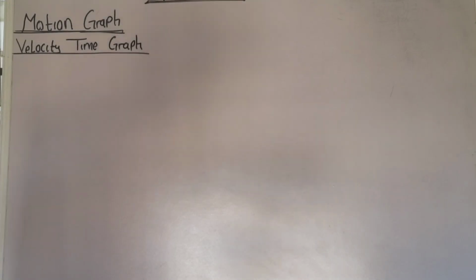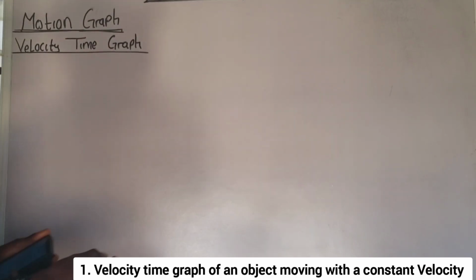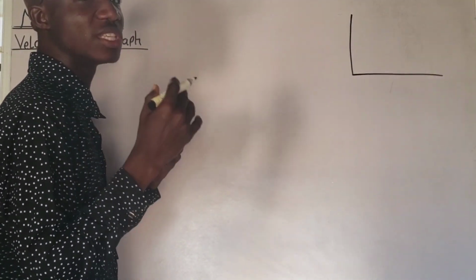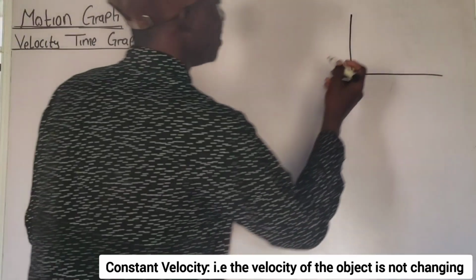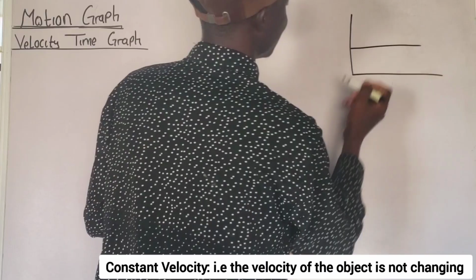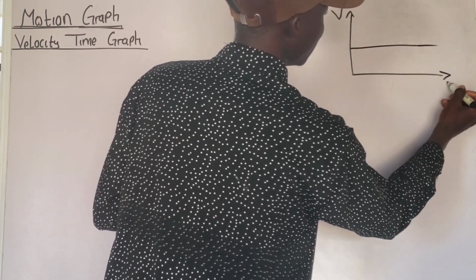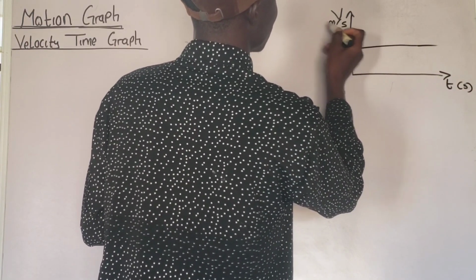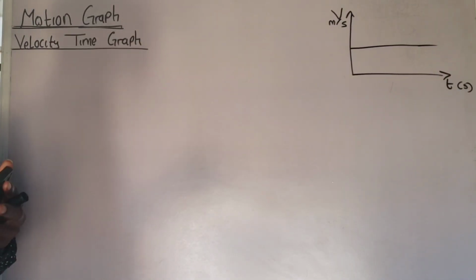We can have the velocity time graph of an object moving with a constant velocity. This is how the velocity time graph will look like. For an object that is moving with a constant velocity, that is, the velocity of that object is not changing, this is how the velocity time graph will look like. You understand? And this is time in seconds, V in meter per second. For this, the object is moving at a constant velocity. Do you understand?